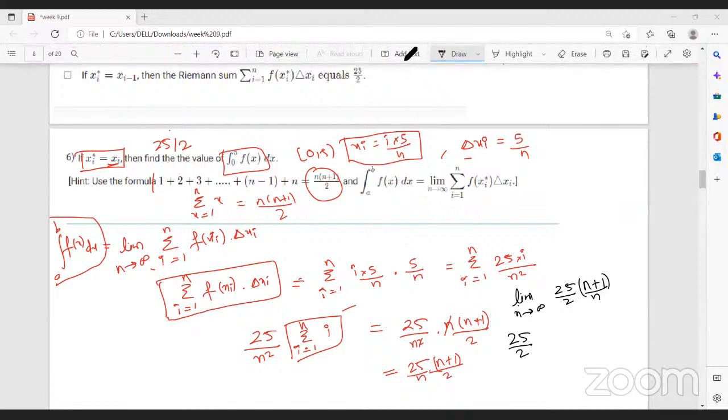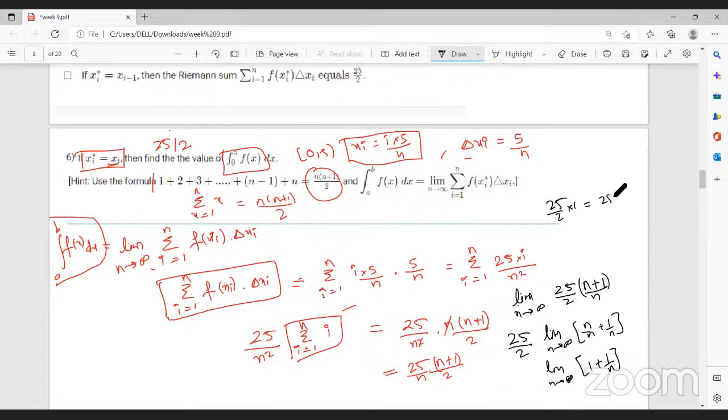Okay. So I can take 25 by 2 outside. The value is the same, 25 by 2. Here I will divide this, right? n by n plus 1 by n, so it is 1 only, right? So the limit as n tends to infinity of 1 plus n by n. Now I can simply put n equals infinity here, so I will get 0, and I will get one as the answer. So I will get 25 by 2, which is 12.5. It is the same area we are getting, right, if we calculate it by the other method.